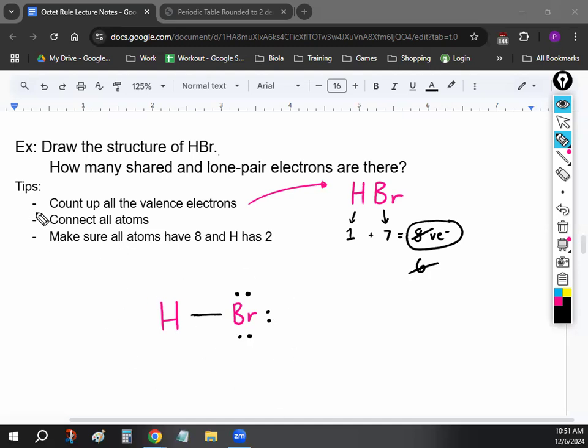So just follow these steps in order to draw the molecules: you count the electrons first, you connect them, and then you just add dots until everybody is happy. Okay? Until hydrogen has 2 and bromine has 8.